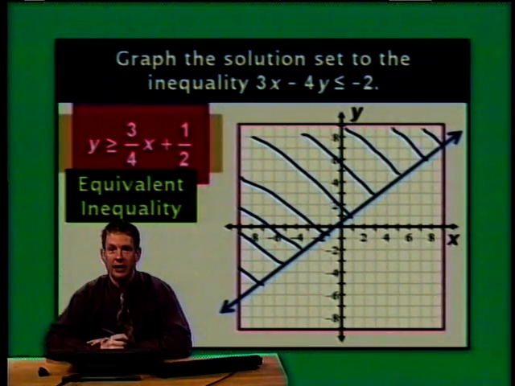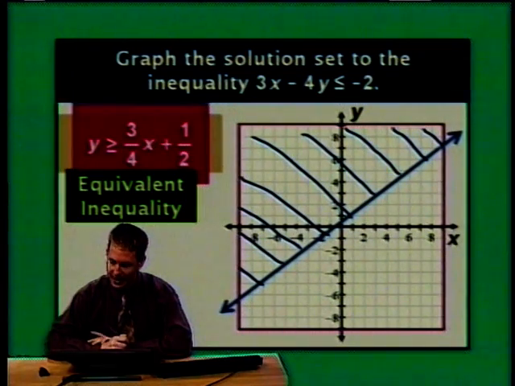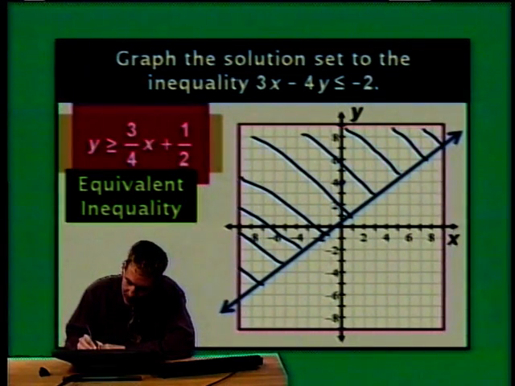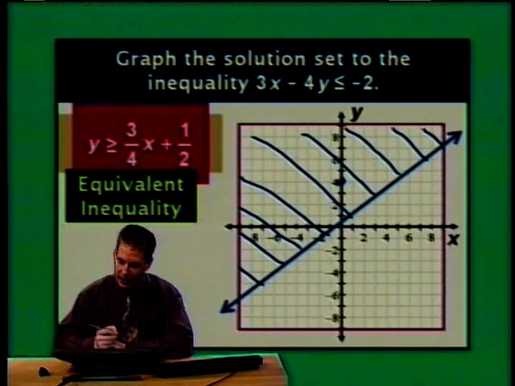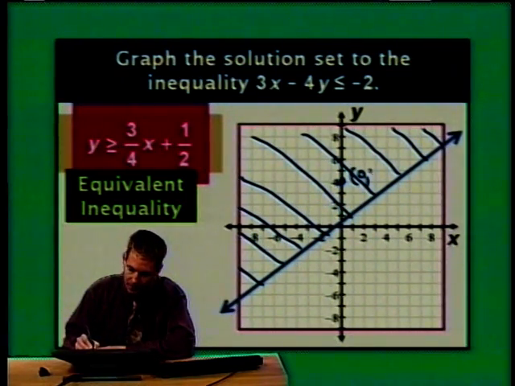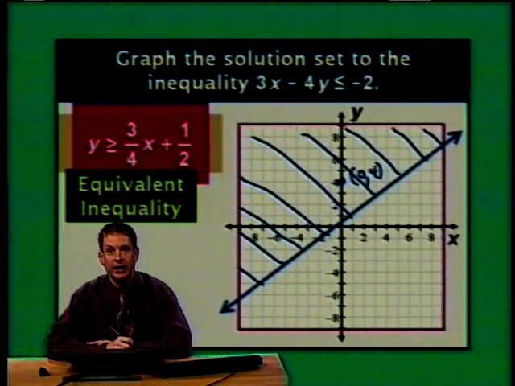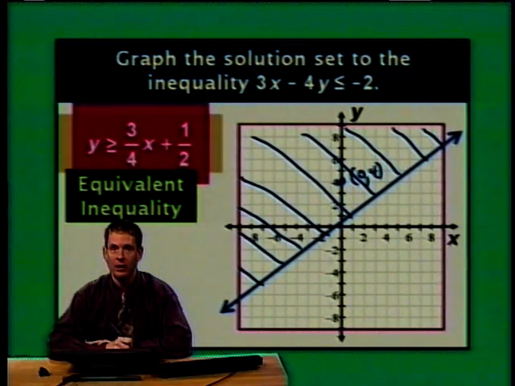Let's make sure that our solution set makes sense. I think I'm going to pick the point 0, 4 because the origin's kind of an iffy point in this particular picture. So if I look at the point 0, 4, what do I get in my inequality? Well, the left side of the inequality is y, which is 4. The right side of the inequality is 3/4 x plus 1/2. That's 3/4 times 0, 0 plus 1/2. Is 4 greater than 1/2? You betcha. So we shaded the proper side of the line.